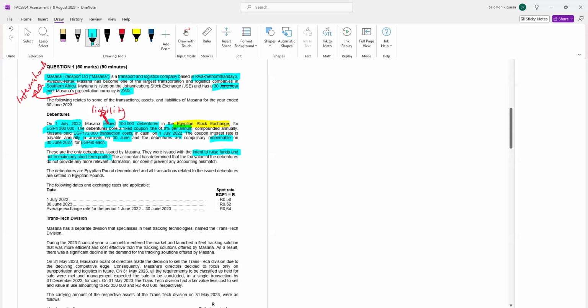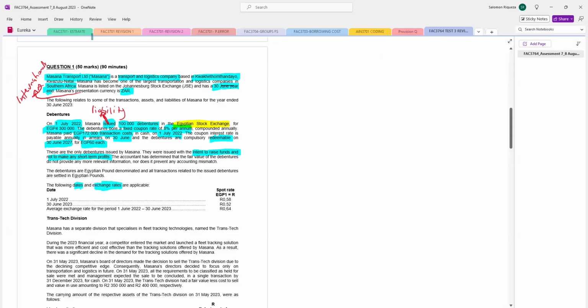The following dates and exchange rates are applicable. So at the beginning of the year, it's 58 cents per Egyptian pound. So 1 Egyptian pound is equal to 58 cents in rand. And then at 30 June, which is year end, it's now 52 cents.